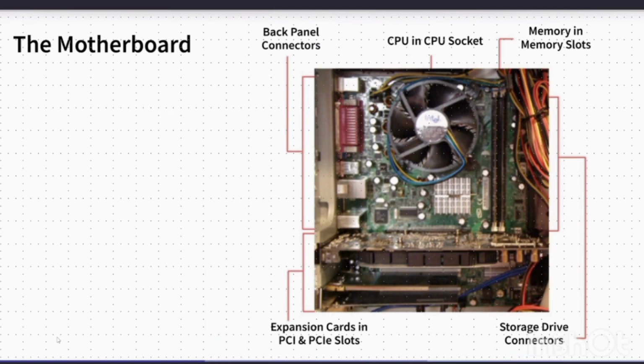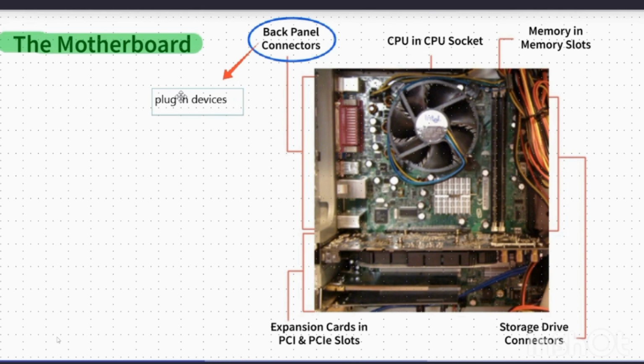Now let's see the motherboard. Inside a motherboard, we have back panel connectors, the CPU in the CPU socket, memory in memory slots, expansion cards in PCI and PCIe slots, and storage drive connectors. Here is the main circuit board that holds all the important components and allows them to work together. On the motherboard, we have back panel connectors. These are the ports located at the rear of the case where we can plug in devices.